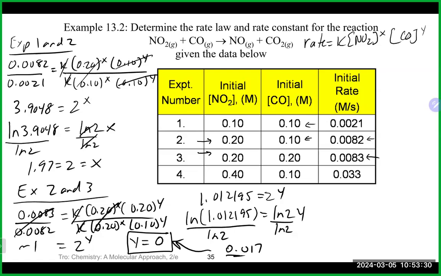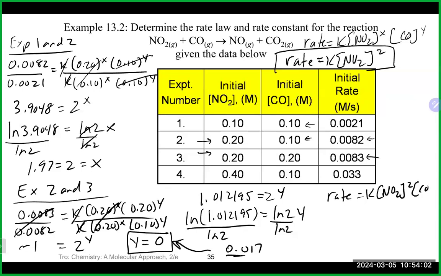That means that we now have our rate law, which would be the rate is equal to K times NO2, and it is squared, I believe, on that guy. And our other guy is to the zero, which means you don't necessarily have to put it in there. So you can leave the rate law just like that. By the way, if I put it in there and wrote it like this, is that correct? No, because that implies CO has an order of 1.